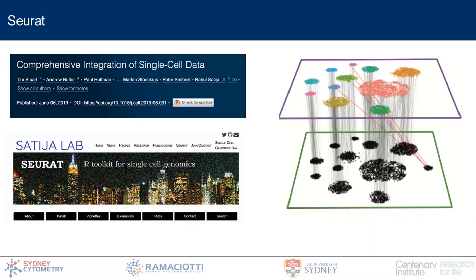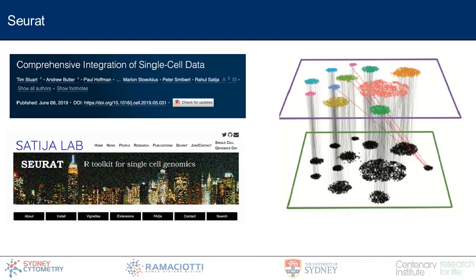A lot of work is being done on this, and this is an example from an approach used in Seurat, which is a common single-cell RNA-seq analysis tool. Essentially, the approach here is to take different single-cell seq data sets and to be able to align them in such a way that you can transfer labels between them.